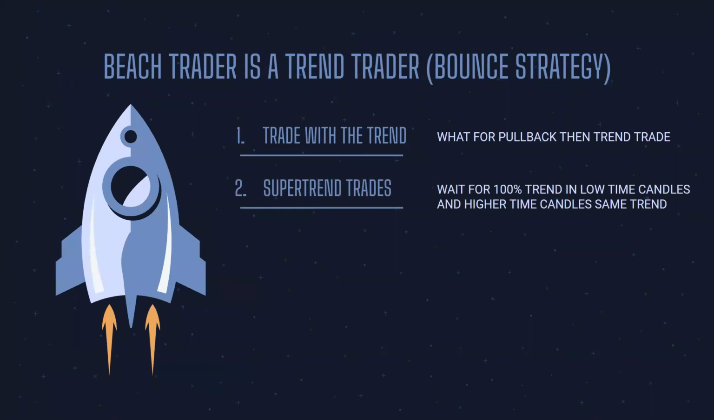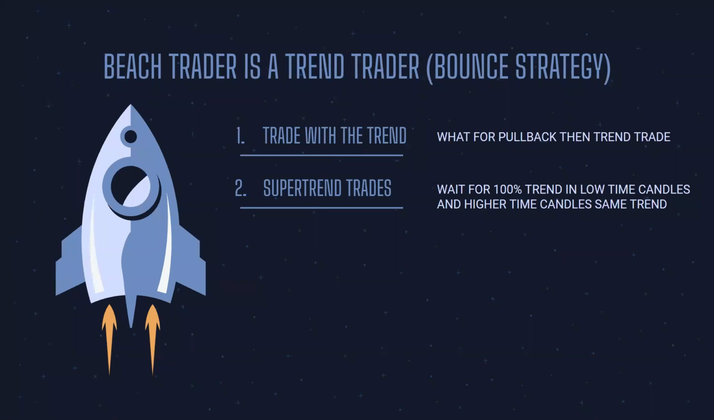Number 2 is super trend trades. What does that mean? Wait for 100% trend. Once it's in 100% uptrend or downtrend in the lower time frame candles, that's in the 1 minute and 5 minutes, right? Then you look at the higher time frames, like the half an hour, 1 hour. Are the candles still in the same trend? Are they going up? Well, if that's the case, if the candles are in an uptrend on the higher and they're in the lower, that means you're in a super trend. That means that everything is in agreement that this is in a trend going up. Now you know you could trade going up, and it's very safe.